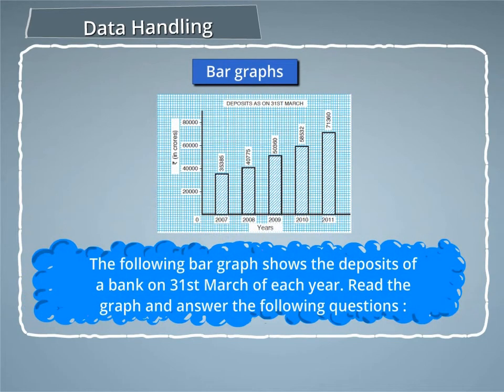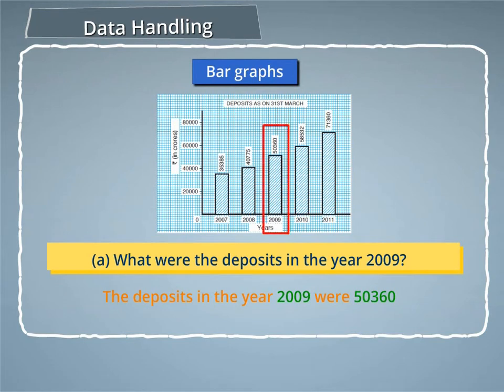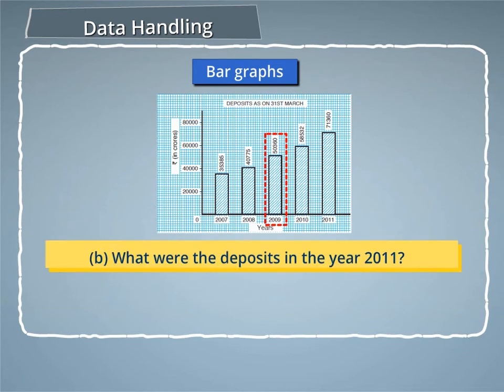The following bar graph shows the deposits of a bank on 31st March of each year. Read the graph and answer the following questions. What were the deposits in the year 2009? Here the number written on the top of the bar for the year 2009 is 50,360. So the deposits in the year 2009 were 50,360 crore rupees.